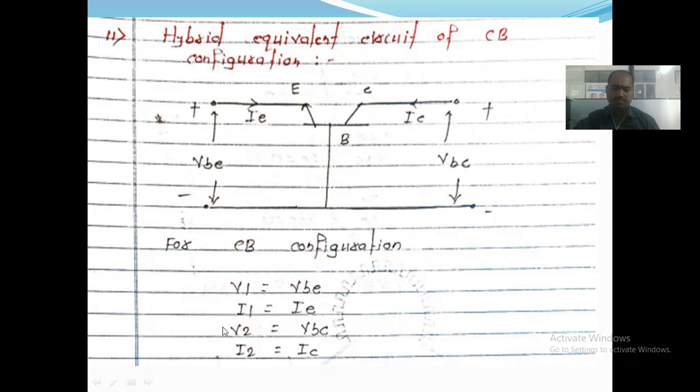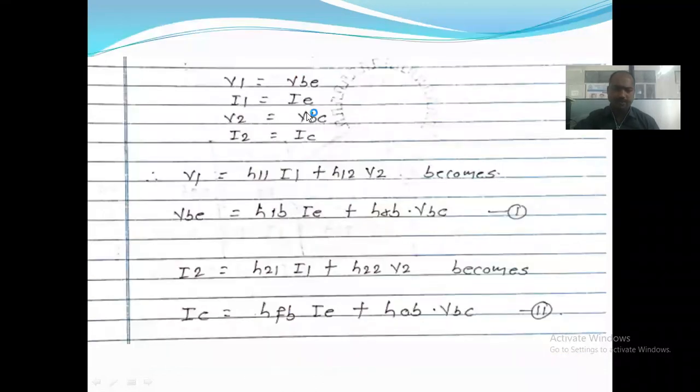These are the things. Means whatever the equations we have, with respect to V1 which is equal to H11 I1 plus H12 V2, right? Sorry, there are two equations, right? V1 equal to and I2 equal to. So V1 equal to H11 I1 plus H12 V2, right? So in that equation we have to change only the values. V1 equal to VBE, I1 equal to IE, V2 equal to VBC, I2 equal to IC only. Okay. See, this is the value.